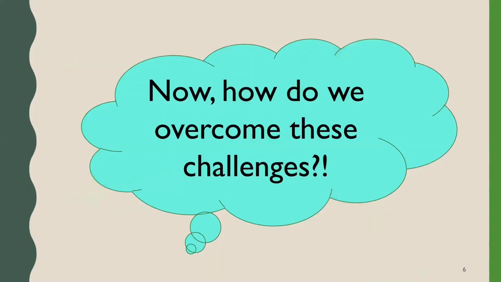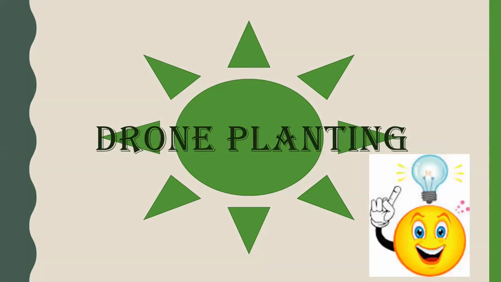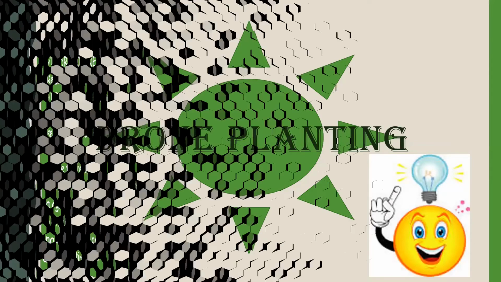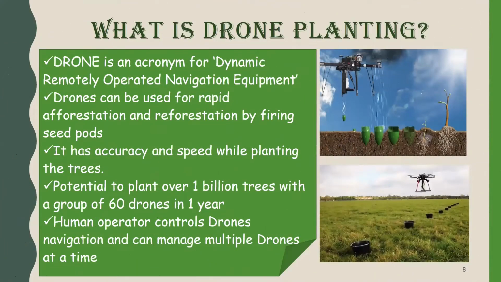Now, how do we overcome these challenges? Now my idea is drone planting. So drone planting, now the first thing which will come into your mind is, what is drone planting? So I am going to tell it. Drone is an acronym for dynamic remotely operated navigation equipment. Drones can be used for rapid afforestation by firing seed pods. As you can see in this image, the drone is firing seed pods into the soil. It has accuracy and speed while planting the trees. So it is very fast and it has accuracy.